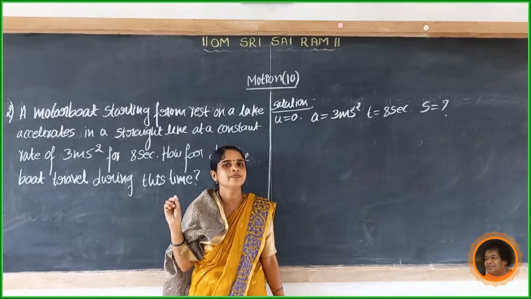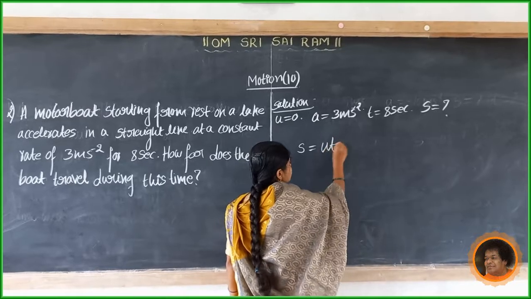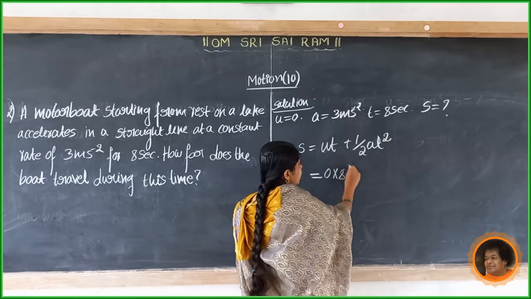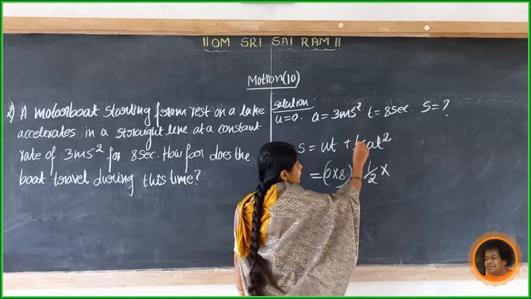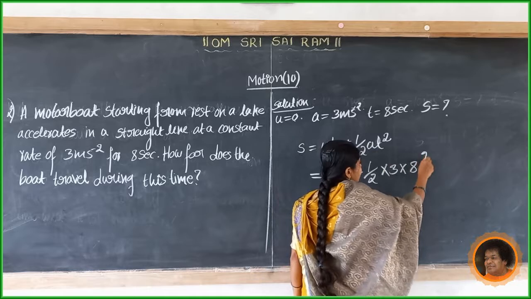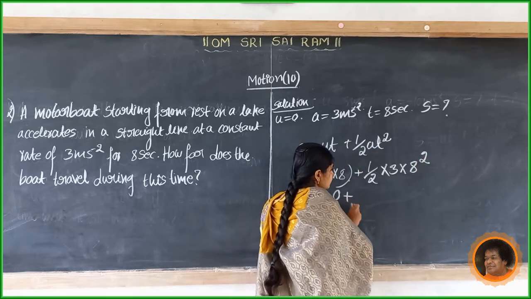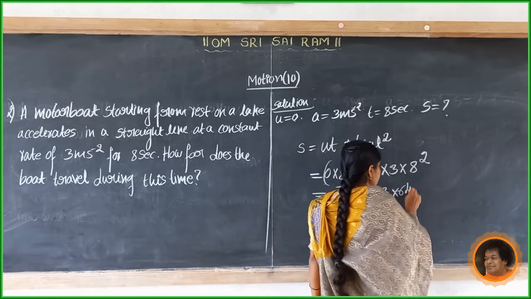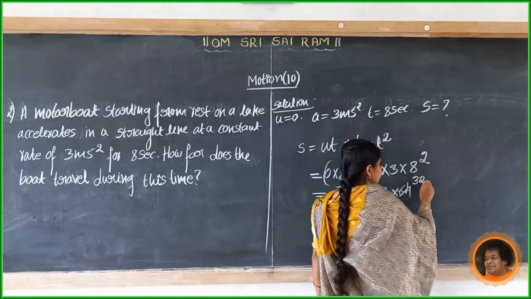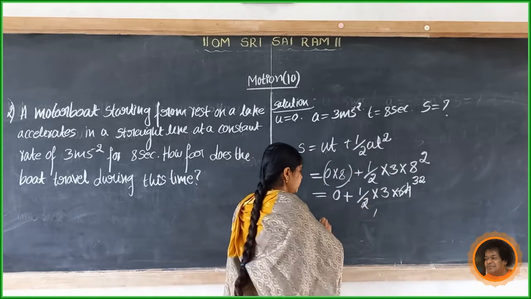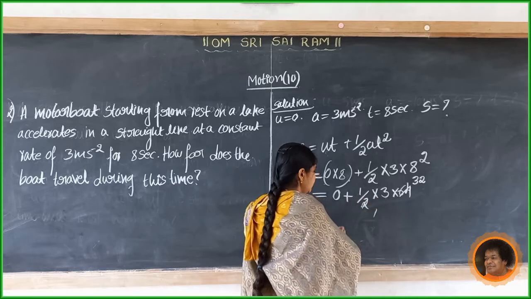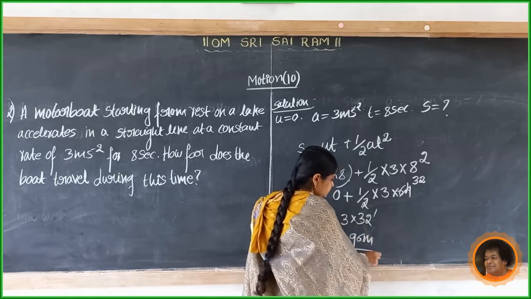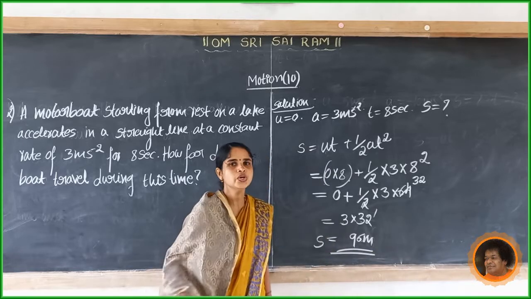So calculate the distance traveled. The formula is S equals ut plus half at squared, equals u 0 into 8, plus half into a 3 into t squared, 8 squared. 0 into 8 is 0, plus half into 3 into 64. Half of 64 is 32. Then 3 into 32 is 96. So the distance traveled S equals 96 meters.